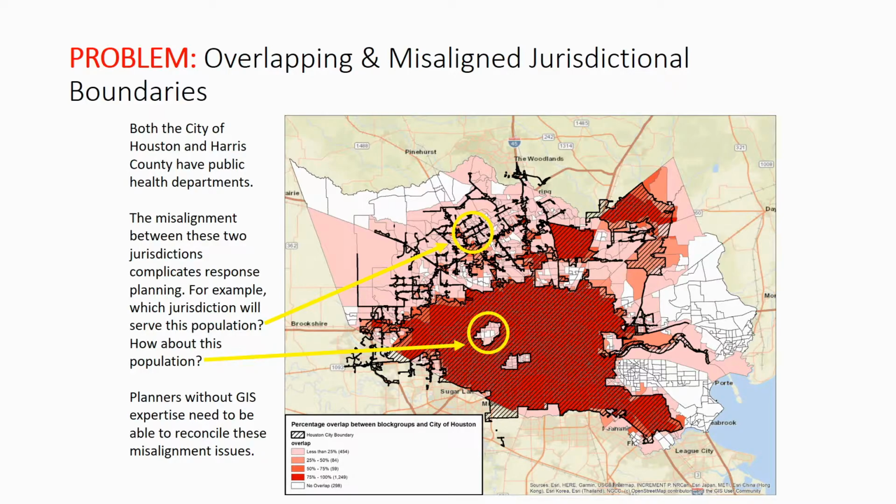Now, two heavily resourced public health departments, like the city of Houston and Harris County, have GIS expertise within their offices. However, GIS is generally a shared resource in public health agencies. Therefore, planners still need to be able to reconcile these types of differences themselves. Nonetheless, most public health planners don't have GIS experience, and if they do, it's fairly limited. That's where replan comes in.